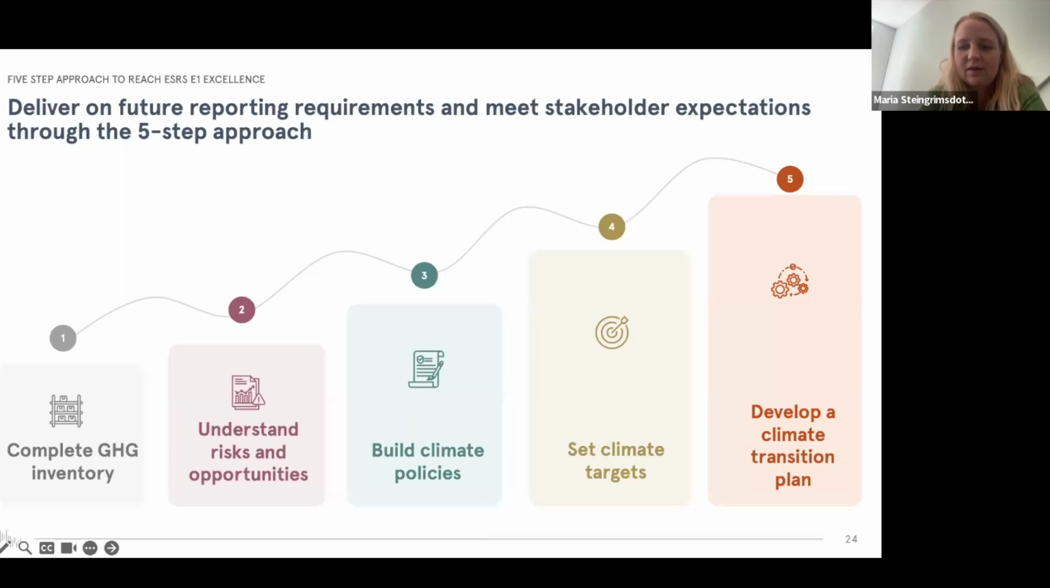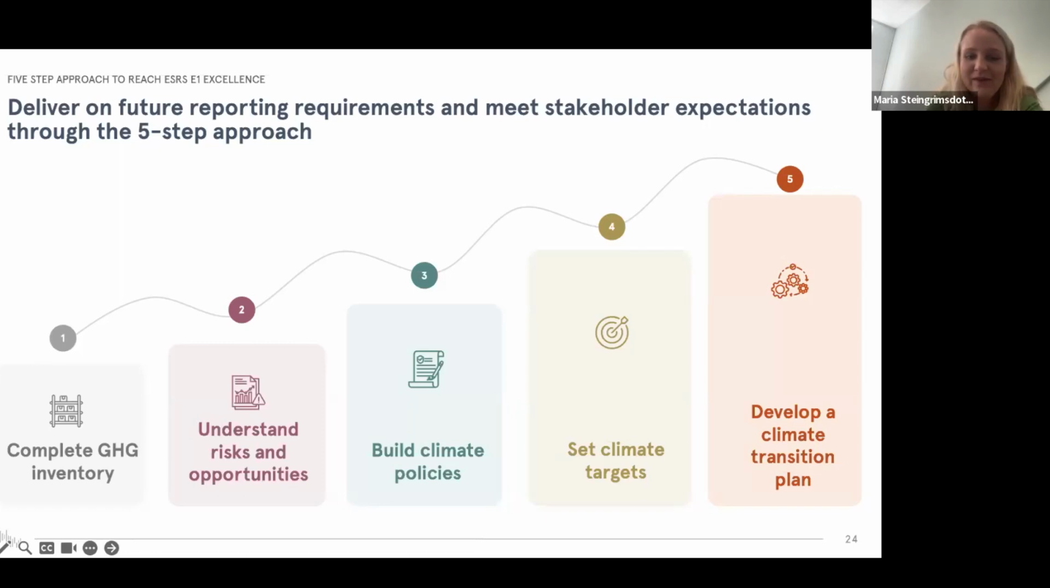Then you also need to understand the risks and opportunities that are related to climate change on your company. Then you need to build policies around climate change mitigation and adaptation, set climate targets, and last but most importantly, companies should develop a transition plan for how to decarbonize their business.